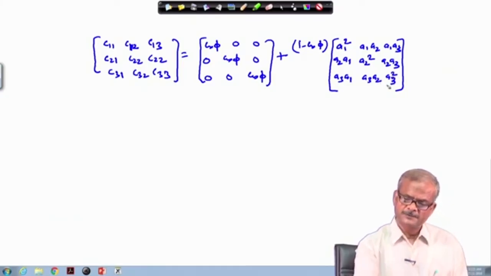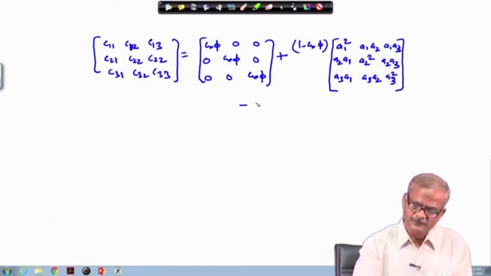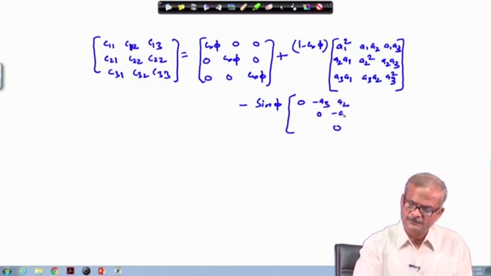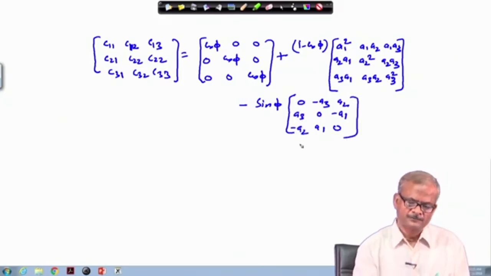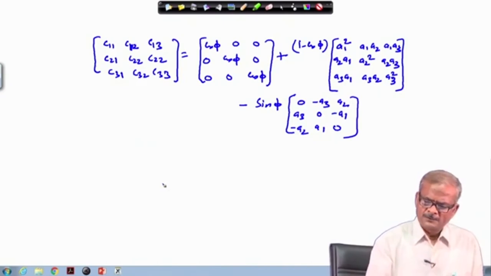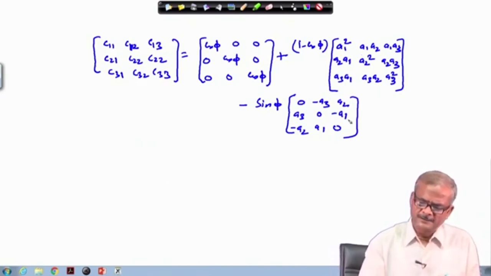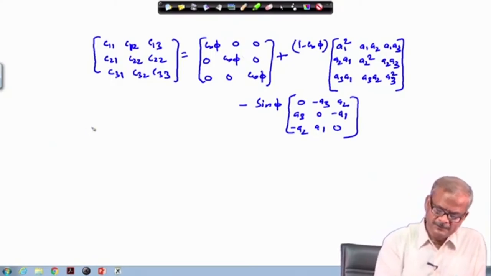So, this is your second term, and the third term of course is minus sin phi and a cross, which is the skew symmetric matrix with entries minus a3, a2, a1, a1, a3, and minus a2. Okay. So, if we add the right hand side and compare these terms, we can get the corresponding values.